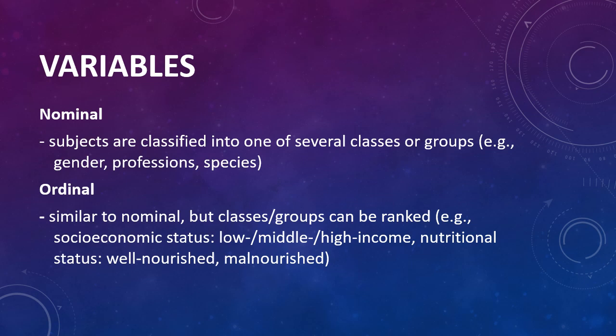Now, ordinal variables are also grouped, but they can be ranked, meaning there are several classifications to one variable, and each classification could be better or worse than the other. So an example given here is your socioeconomic status, which could either be low, middle, or high. And then you have your nutritional status, which could either be well-nourished or malnourished.